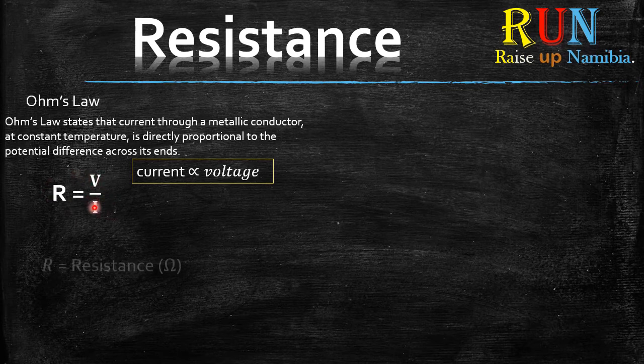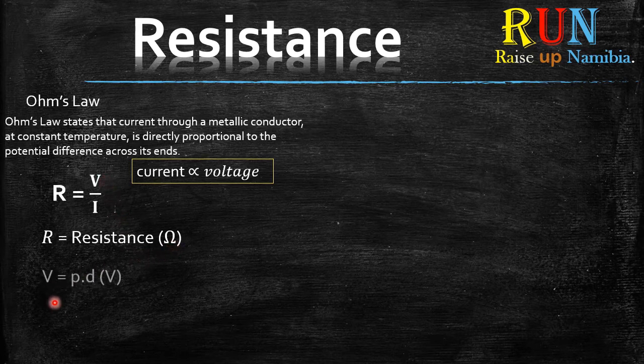What does this mean? The R stands for resistance, which is measured in ohms, and the V stands for potential difference, which is measured in volts, and then the I stands for current, which is measured in amps or ampere.